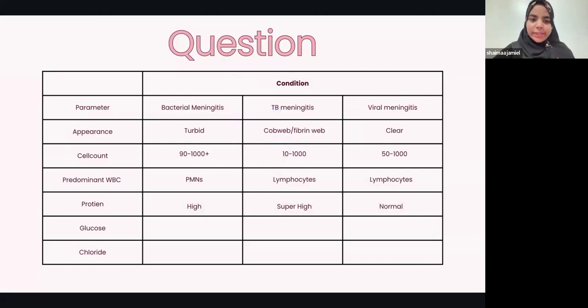What about glucose? Is it normal? Okay, it's low. In TB? Also low. And in viral meningitis? Okay, it's normal or it can be slightly low. What about chloride? Chloride is normally higher in the CSF than in the blood. What would it be? Okay, low, yes. In TB meningitis, it's low. And in viral, same thing, normal or slightly low.